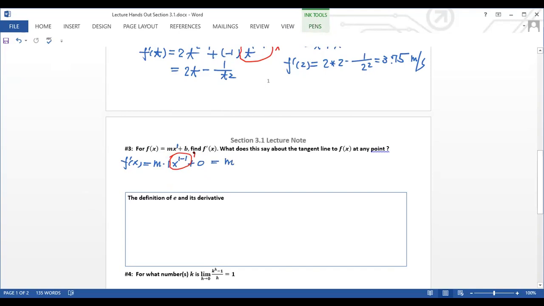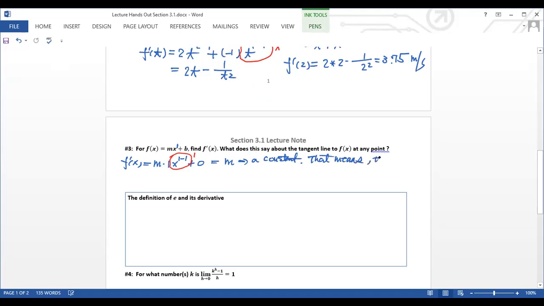What is this one? It's 1, right? So this is m. Okay, so that means it's the slope here. So we know it's a constant, right? So the derivative is a constant.